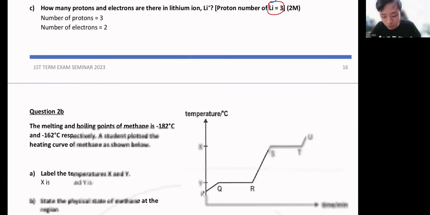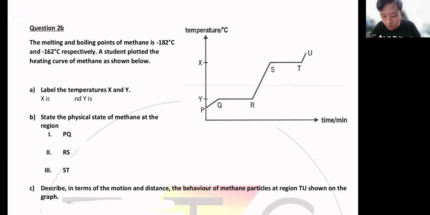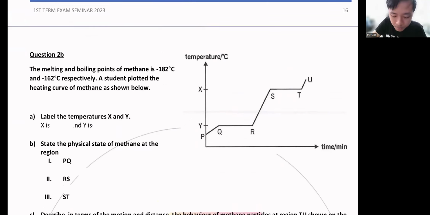Okay, so if no question, let's look at 2B, page 17. Next one, your exam, I think so, most of you. So you come out and take chapter 3. The melting point and boiling point of methane are -182 degrees Celsius and -162 degrees Celsius. So a student plotted the heating curve of methane as shown below.